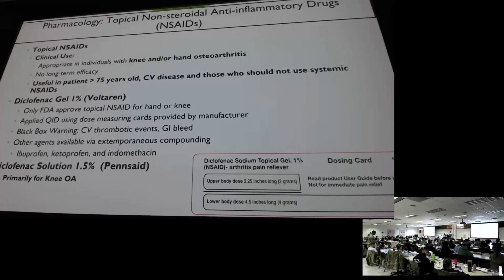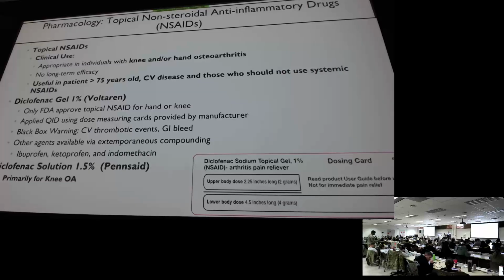Topicals. How do we use it? Knee and hand. There's no long-term efficacy in the data for it, but we do say it's useful in patients greater than 75, or they have that cardiovascular disease, or anyone who shouldn't use systemic NSAIDs, i.e. kidney issues. Voltaren is the only FDA approved, as a couple of you pointed out in the pre-check on knowledge. So it's the only one approved for hand and knee. The one below it, the Pennsaid, the solution, is approved for only knee.